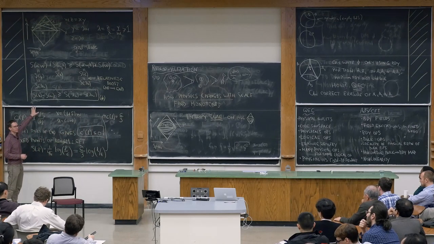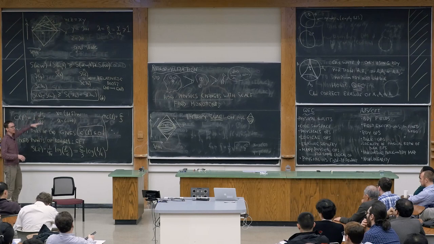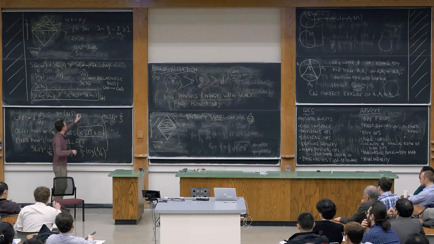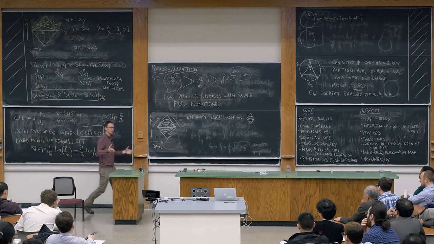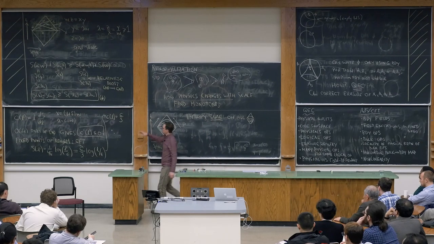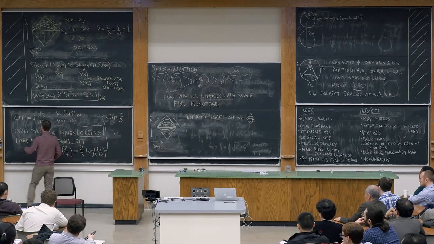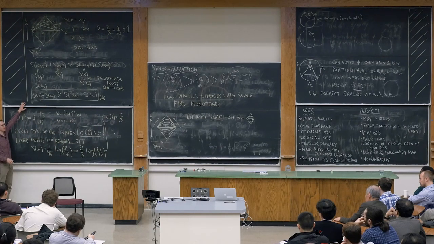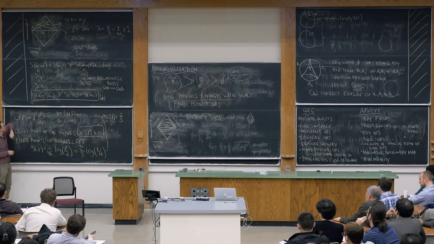By constructing a function which always decreases as we zoom out, which is what we did up here, we got a monotone under this coarse graining process. And then this last slide here is just an attempt to make this monotone a little bit nicer to work with and relate it to quantities that people are familiar with in conformal field theory.